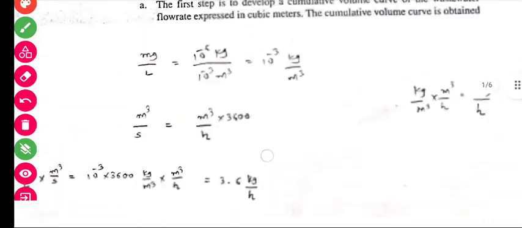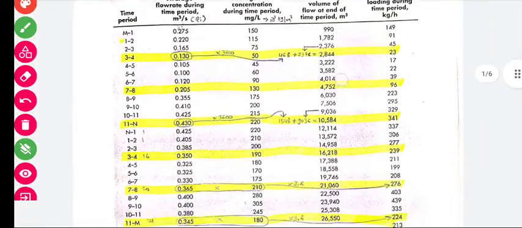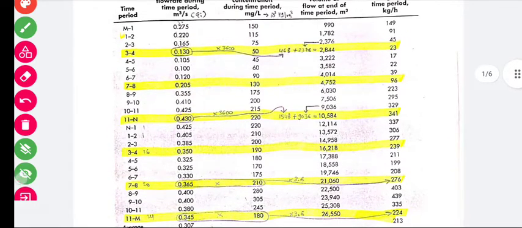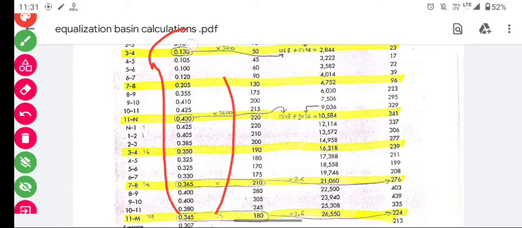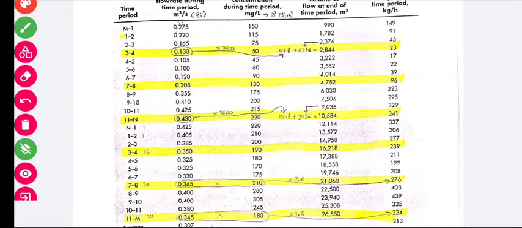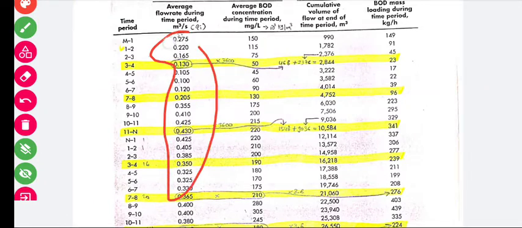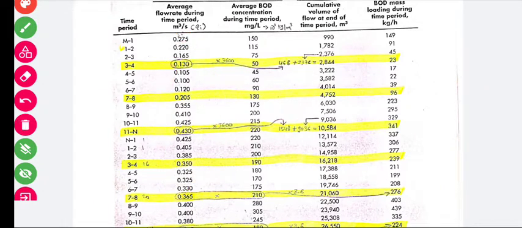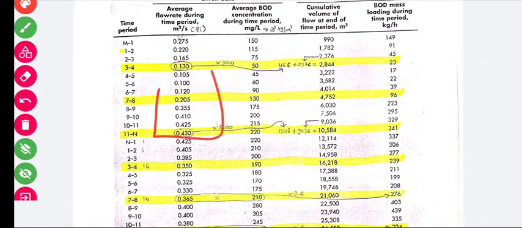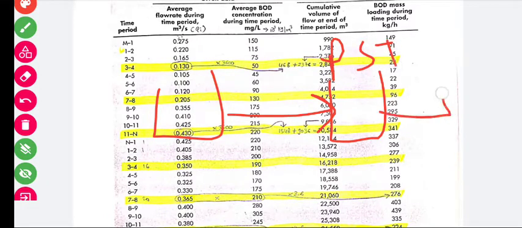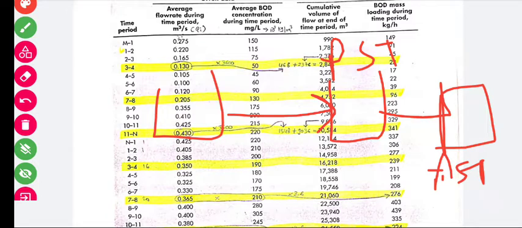Let's just look at the table. So this is the table. You can see inflow is not fixed. It is continuously varying. But in your water treatment plant, here is the equalization basin. Next your PST or coagulation or ASP, whatever, for that you require the constant outflow. So constant outflow will be coming out from the equalization basin.